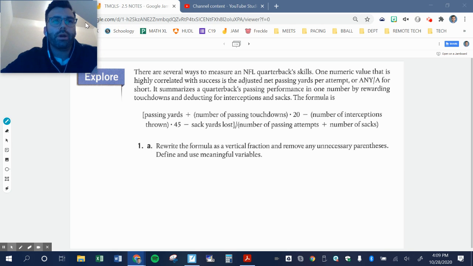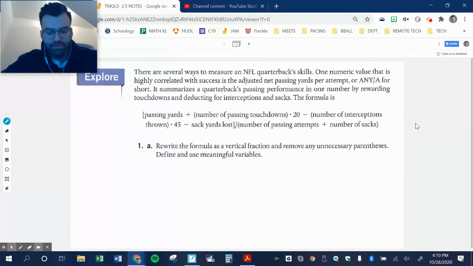Okay, here we go. We're doing 2.5 notes. Holy buckets, let's have some fun here. 2.5 is all about order of operations, so that's what we're going to talk about. You've done order of operations before. Remember PEMDAS back in the old days? But we're going to review it and talk about it a different way.